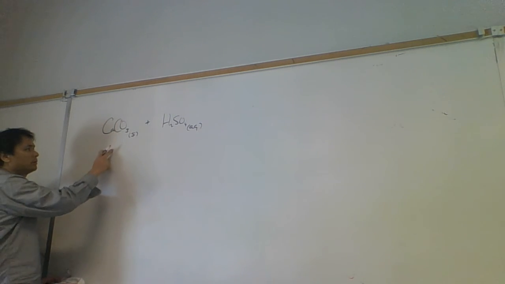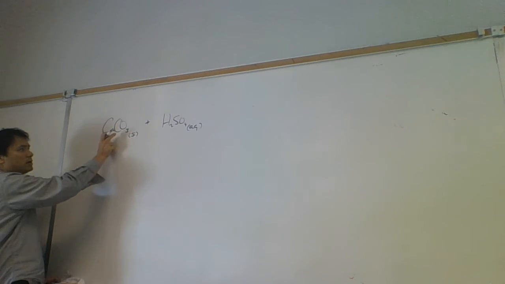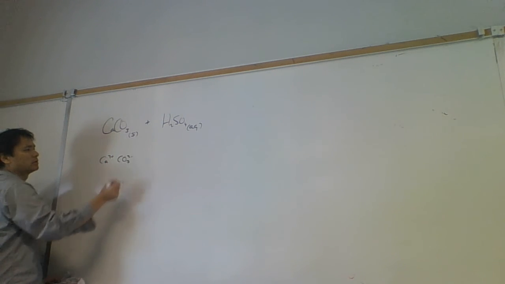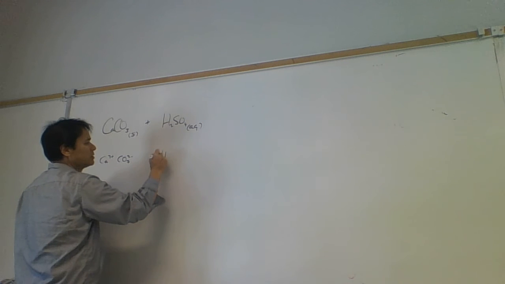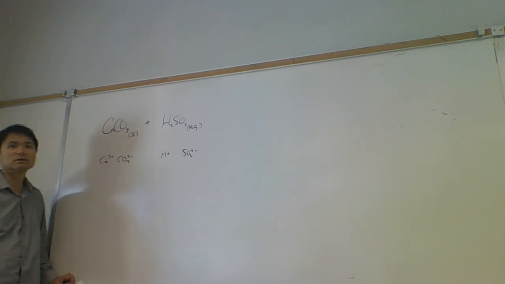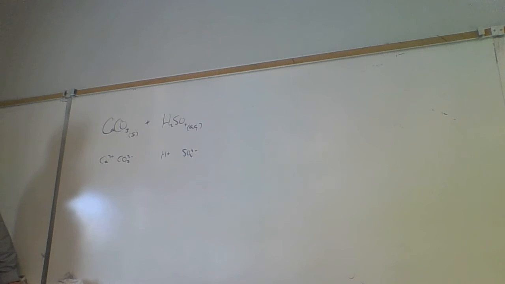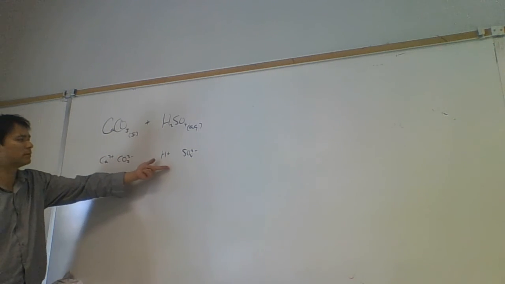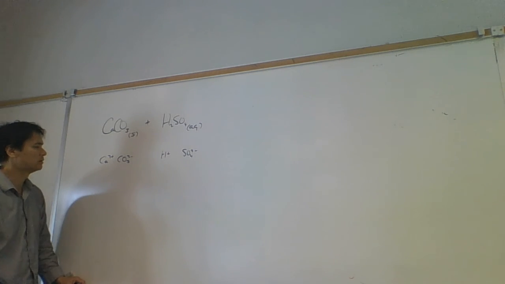And so calcium carbonate, what does that consist of? It consists of calcium ions and carbonate ions in some kind of lattice. And then here we have hydrogen ions and sulfate ions. And so what we're going to do is look for other ion combinations. We have this ion combination, calcium with carbonate. We have this ion combination, hydrogen ions and sulfate ions.